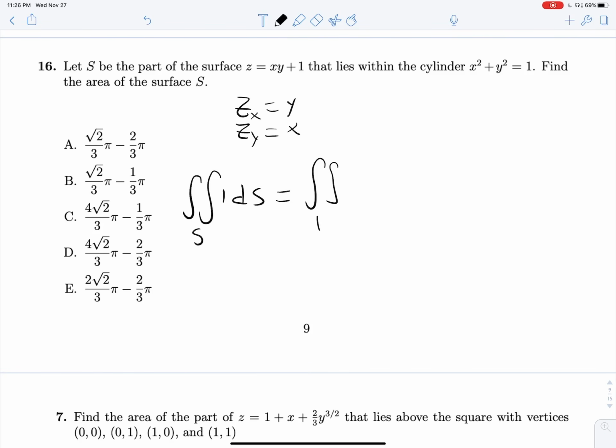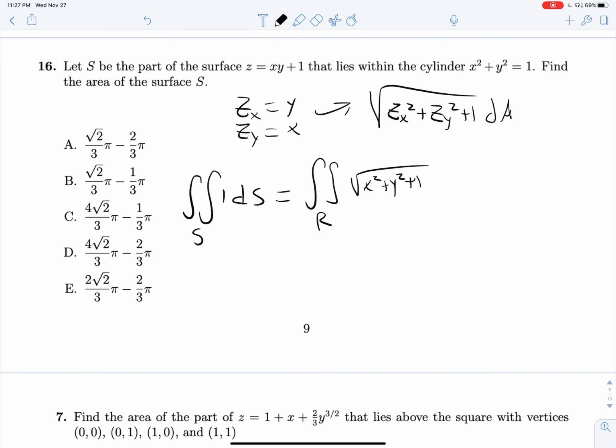with the double integral over R of root x squared plus y squared plus 1, because we know that we're using these guys to replace our dS with the square root of zx squared plus zy squared plus 1 dA. So there we go. And we see that we're just within the cylinder of radius 1, and we're just looking at the xy projection of this. So this is going to be the integral from 0 to 1 and the integral from 0 to 2 pi of r times the square root of r squared plus 1 dr d theta.